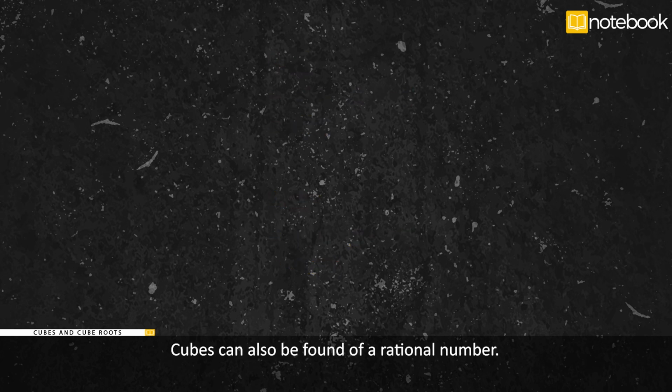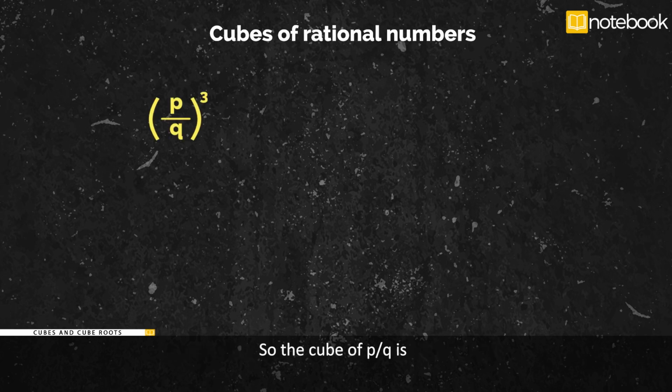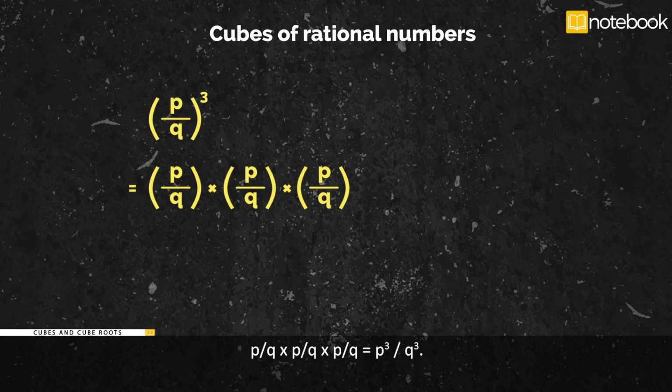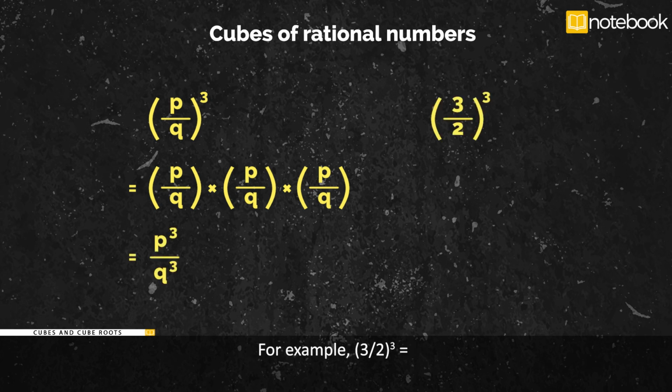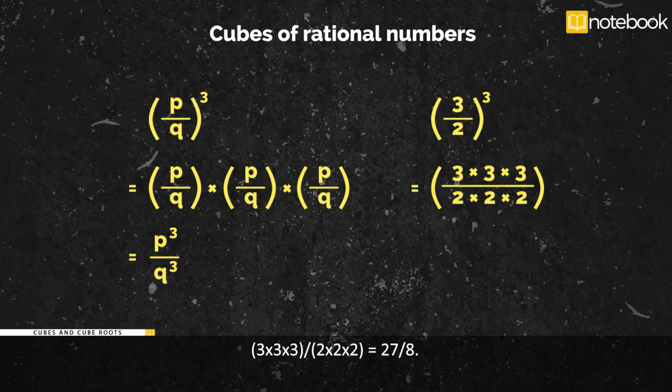Cubes can also be found of a rational number. So the cube of p upon q is p by q into p by q into p by q, which is equal to p cube by q cube. For example, 3 by 2 whole cube is equal to 3 into 3 into 3 whole divided by 2 into 2 into 2, which works out to 27 by 8.